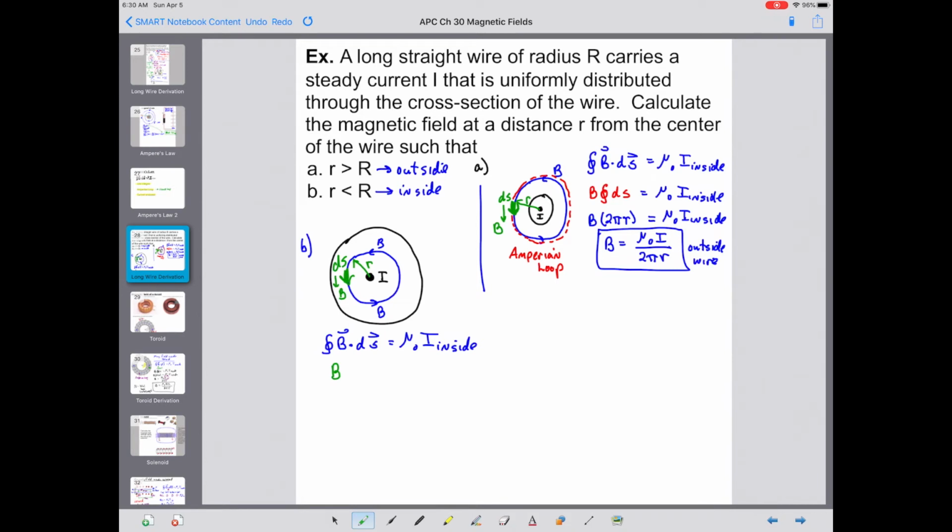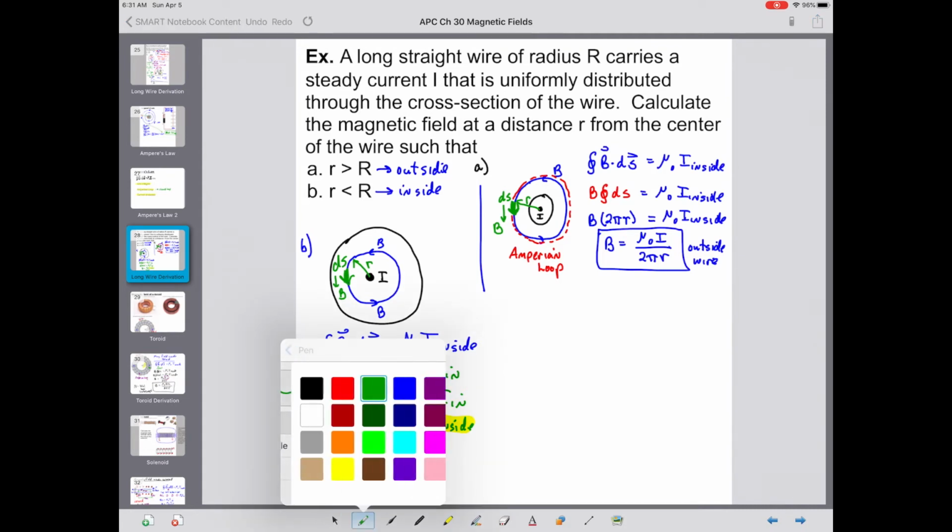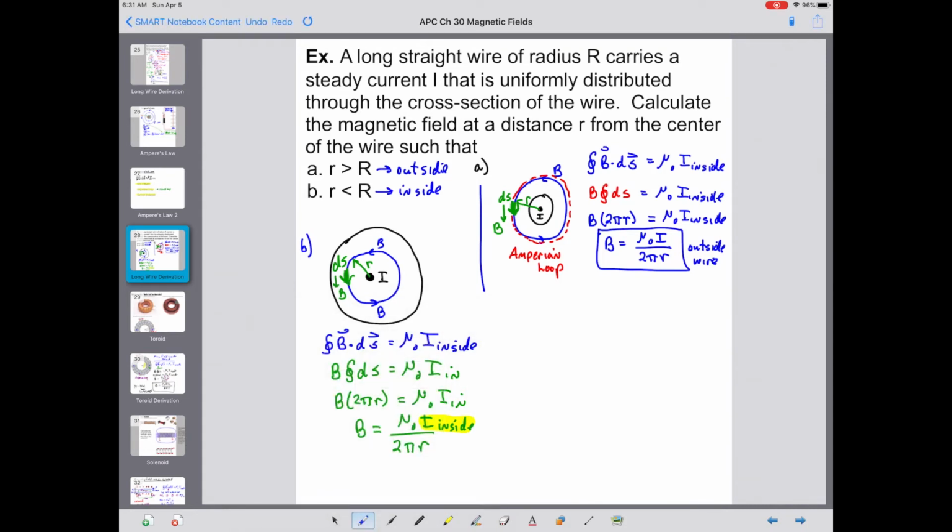And so we're going to get constant value B, dot product equals 1, B closed integral of ds equals mu naught I inside. Closed integral of ds is going to give us just an s, which is just the circumference, 2 pi r, equals mu naught I inside. And we solve down, and we get B is equal to mu naught I inside over 2 pi r. Now, it may look like we're done, but we're not, because now we have to deal with I inside.